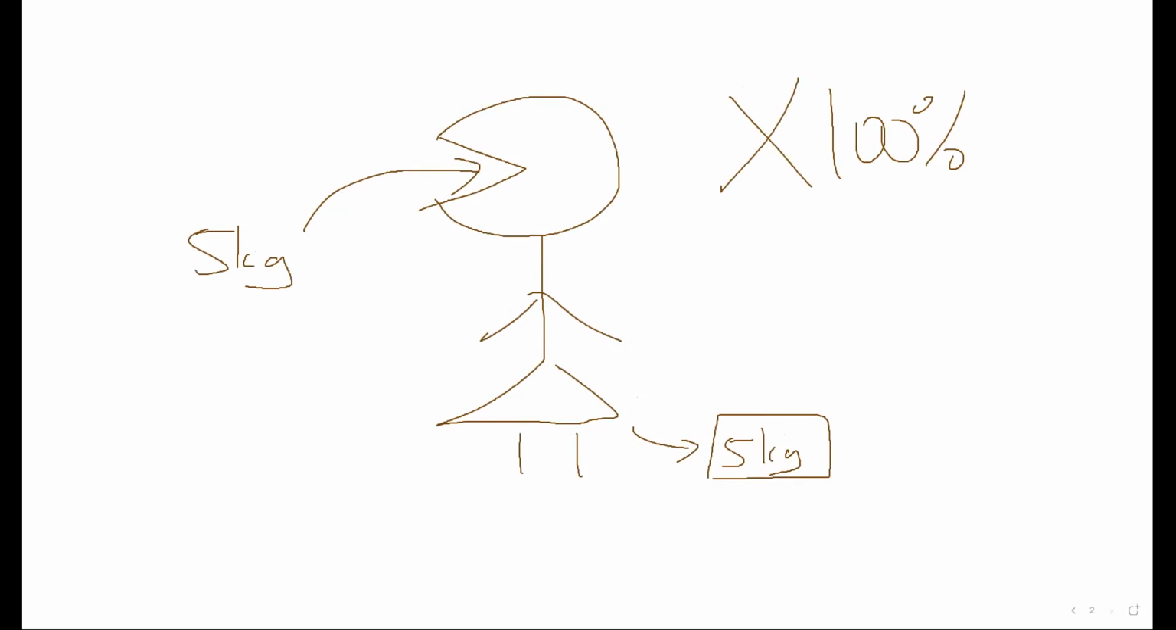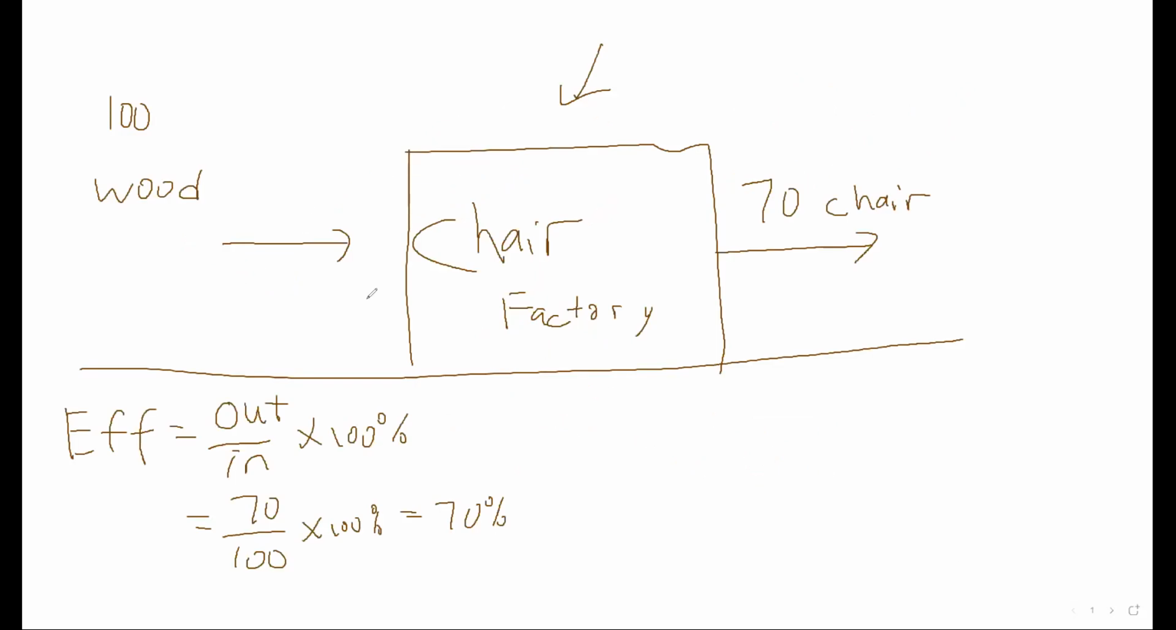Now, the efficiency formula is not only limited to chairs and poop, right? It could be anything. If the question is talking about efficiency of energy, then this will be output energy over input energy. If it's talking about power, then this could be output power over input power. It could be literally anything, but the general formula is always going to be output over input multiplied by 100%. Okay. Any questions with this part here?